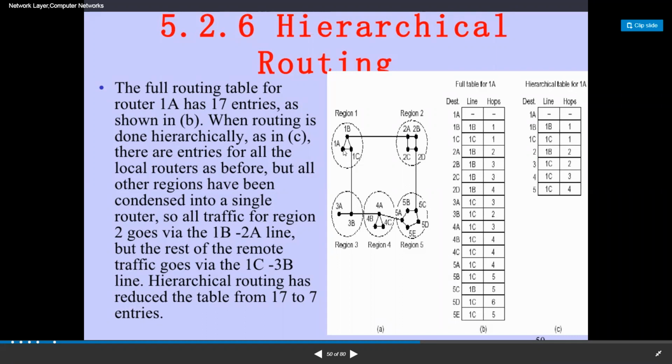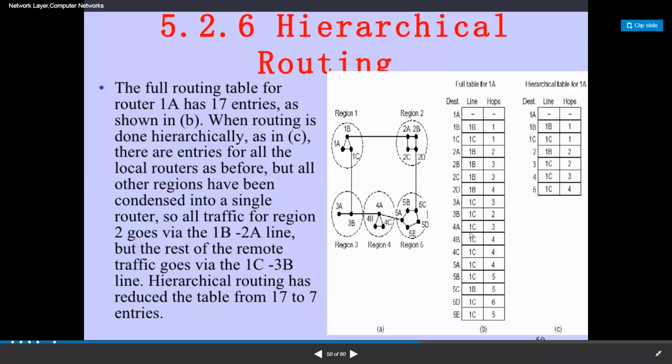1A to 1C, 1C to 3B, 3B to 3A. To 1A to 3A, the hops will be 1, 2 and 3. The line will be 1C here. Similarly, 1A to 3B: 1A to 1C, 1C to 3B. The line will be 1C and the hops will be 2.